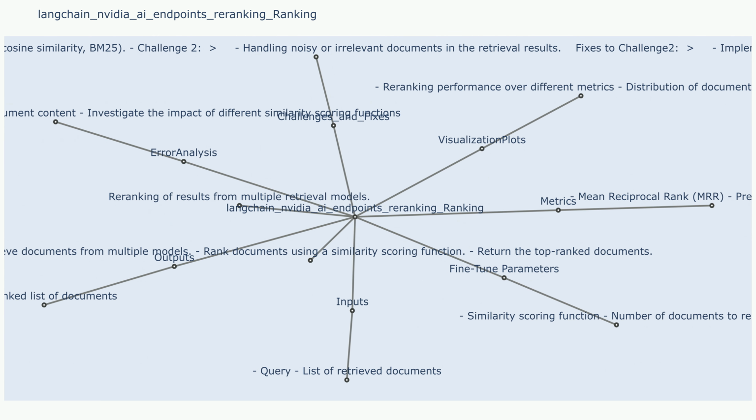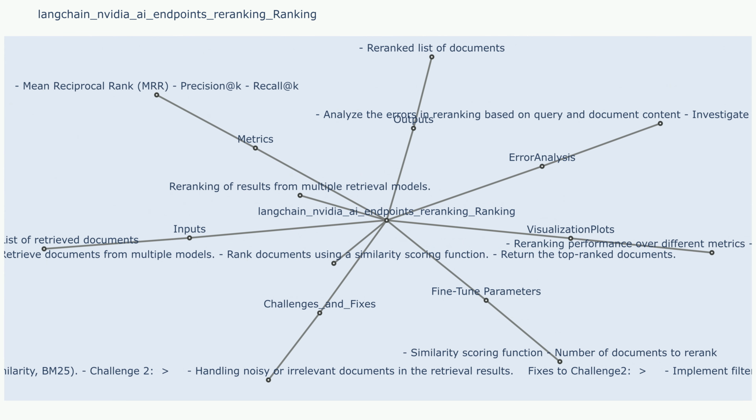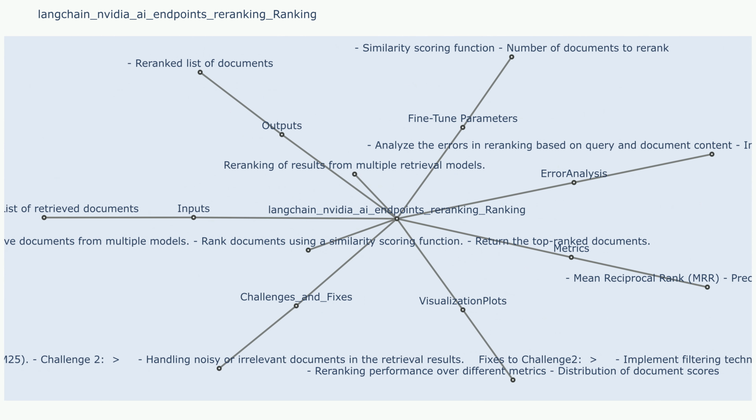Visualization plots. Ranking distribution. A plot showing the distribution of ranking scores for the retrieved documents. Top K re-ranking performance. A plot comparing the accuracy of re-ranking for different values of K. Number of top-ranked documents.